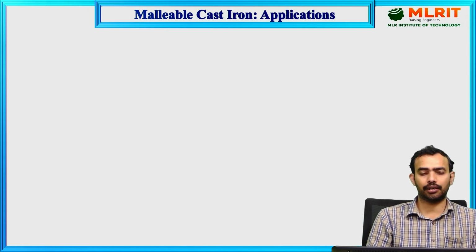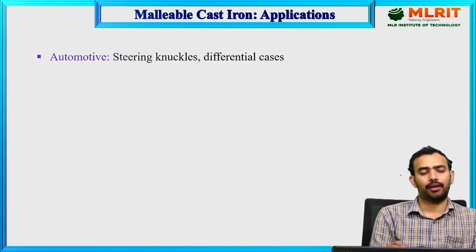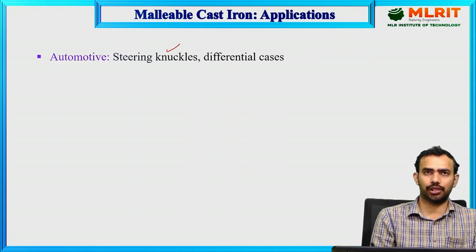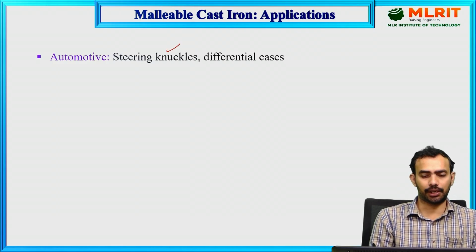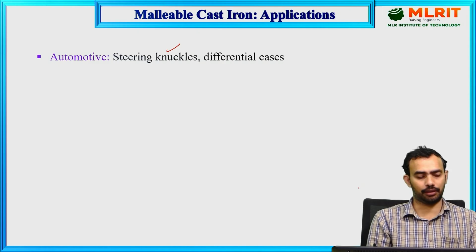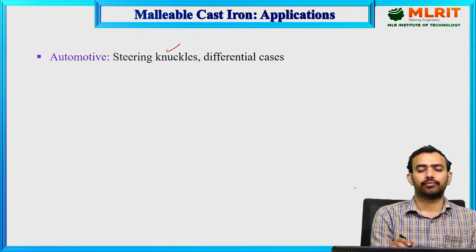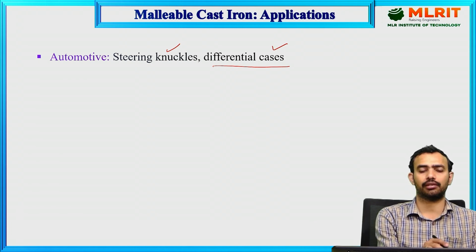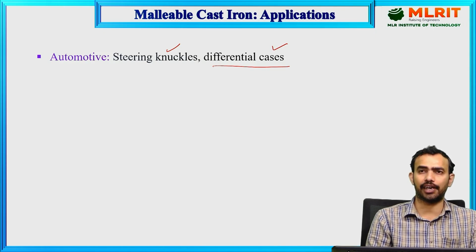If you look at applications, in the automotive sector you find steering knuckles. Steering knuckles are manufactured with malleable cast iron, where you require a little ductility. And differential cases also, where you are seeking ductile material properties. In both cases, it should give certain warnings before its final failure. We don't want materials which will fail catastrophically.